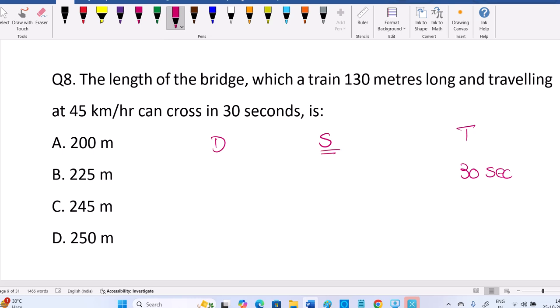Speed. The bridge is not moving, only the train is moving. Speed is 45 kilometers per hour. But we are again multiplying with 5 by 18. Why? Because in the options, distance is in meters.